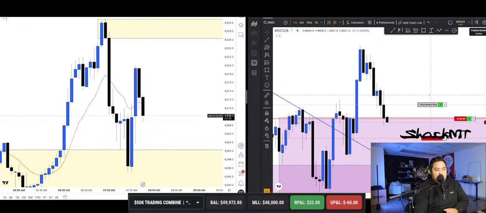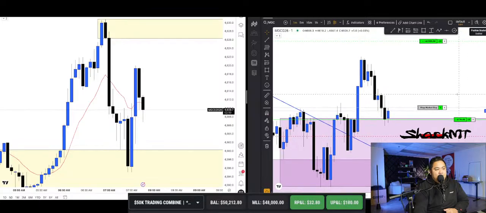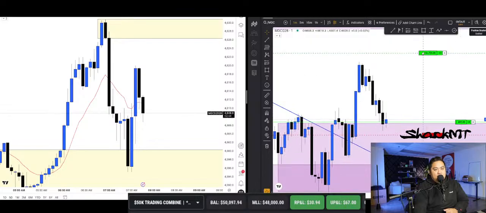Just a combine. This is just a combine. I always have to make that disclaimer because I feel like you guys think I gamble with it, but it's just a combine. I took the longs on the express accounts.